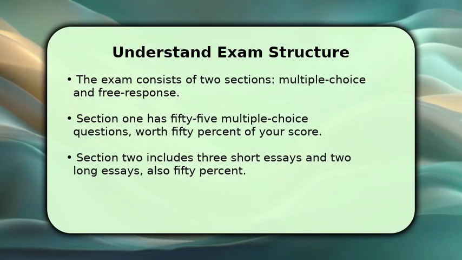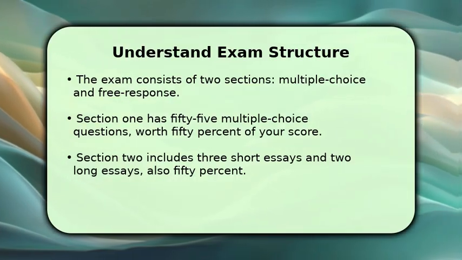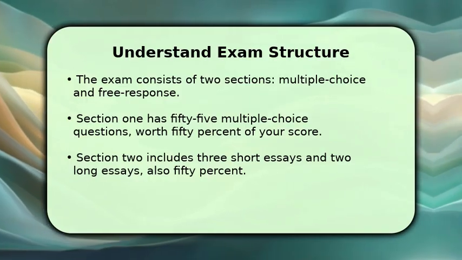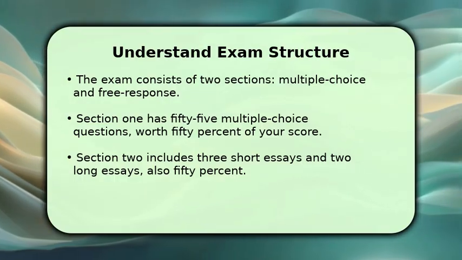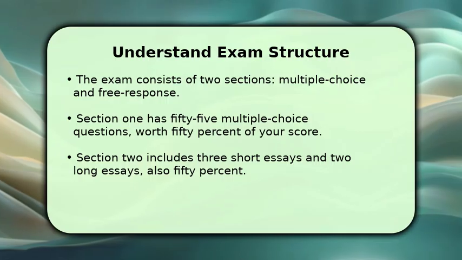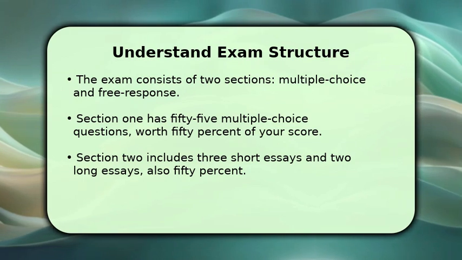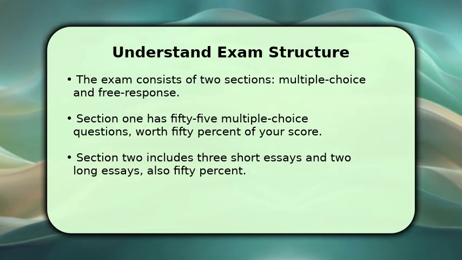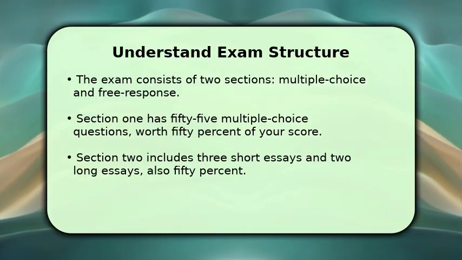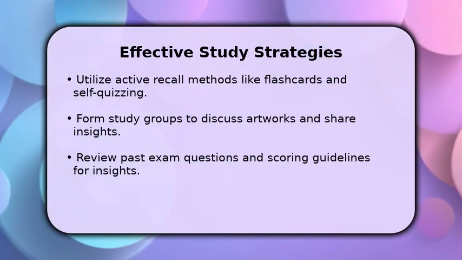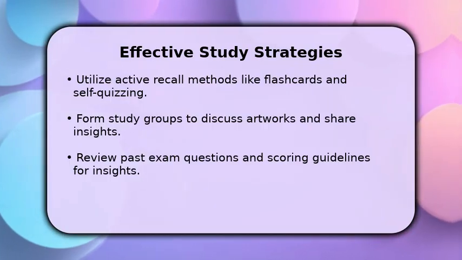The AP Art History exam has two main sections. Section 1 contains 55 multiple-choice questions, making up 50% of your total score. Section 2 is the free response portion, with 3 short essays and 2 longer essays, also contributing 50%. It's vital to practice writing timed essays to develop your analytical skills and ensure you can complete all questions within the allotted time. To maximize your preparation, employ active recall techniques such as flashcards or quizzing yourself regularly.